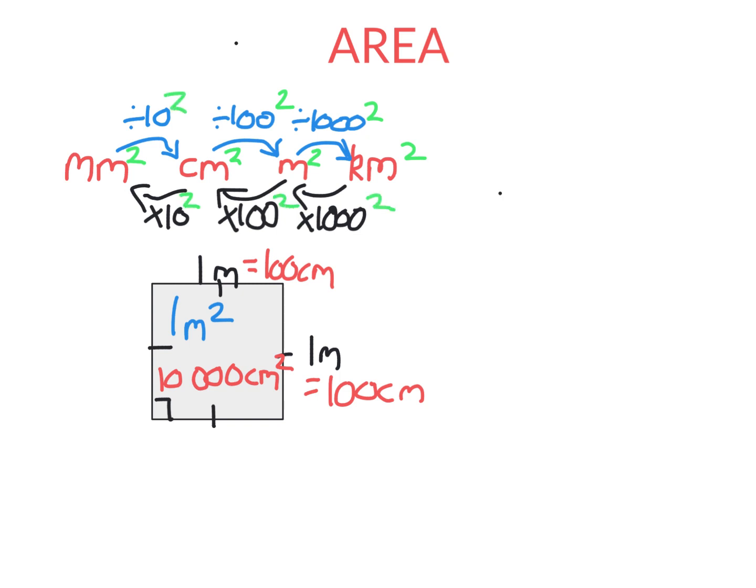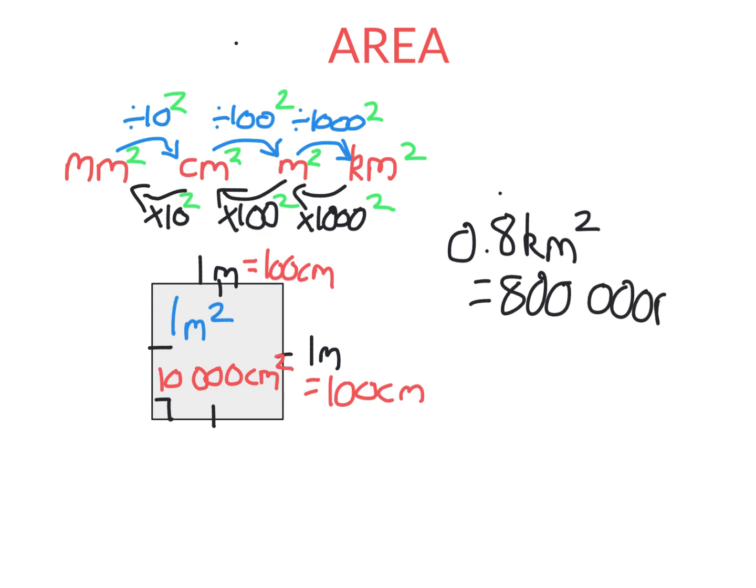So for example, if I have 0.8 kilometers squared and I want to convert to meters squared, I'm just going to use this chart. So going from kilometers squared to meters squared, I need to times by 1,000 squared, which is actually 1,000,000. So 0.8 kilometers squared actually is 800,000 meters squared. So you can use this chart here to convert between square units.